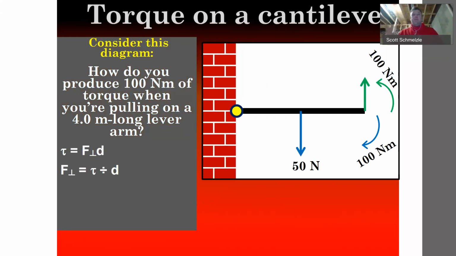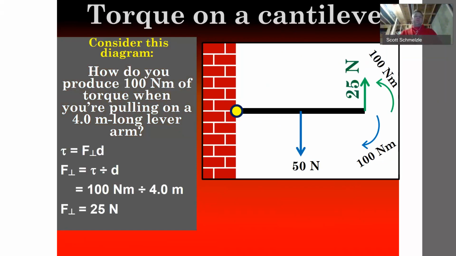Now, I've rearranged it, right? You can if you want to. Otherwise, it's 100 equals the force times 4. So it's 100 divided by 4. So our force there should be 25 newtons of force, right? That's how much force we have to apply upwards in order to be able to get this beam just to stay stationary the way it is, right?